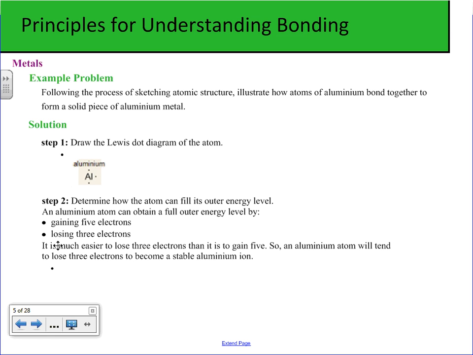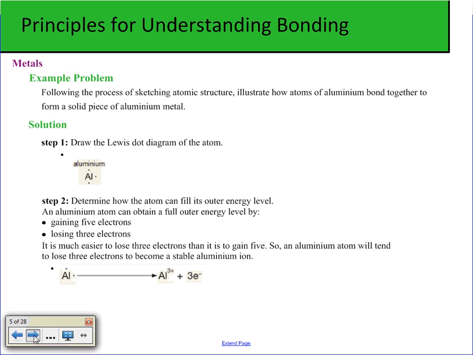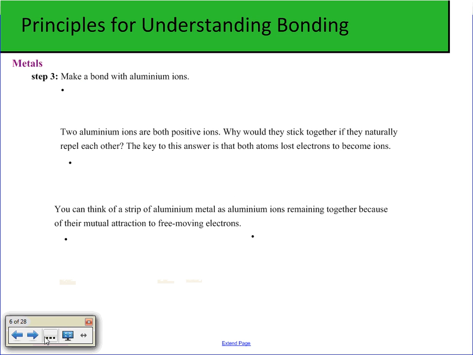Then we need to determine how the atom can fill its outer energy level. An aluminum atom can obtain a full outer energy level by either gaining 5 electrons or losing 3 electrons. It is much easier to lose 3 electrons than it is to gain 5. So an aluminum atom will tend to lose 3 electrons to become a stable aluminum ion, as shown here. Now, step 3, we need to make a bond with the aluminum ions.